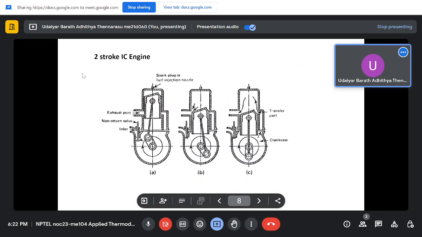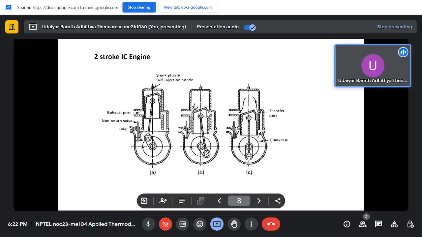And if you see a 2-stroke internal combustion engine, this is at the topmost position. The fuel-air mixture has been compressed, and the spark is ignited, so it will combust and move the piston down. That's the power stroke. When it moves down, initially the pressure will be higher, and it will be moving towards exhaust.